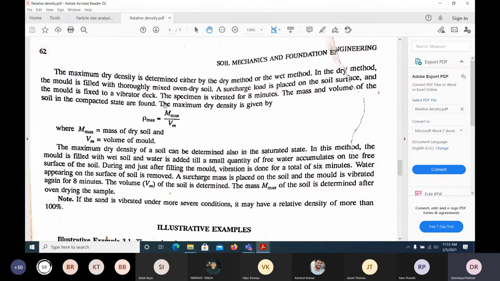Sometimes we do some weight analysis also for this, to get the maximum density. That means we'll make the sand fully saturated. When it is saturated, it would be dense, right? So all the voids would be filled and the sand will be settled. That will give the maximum.